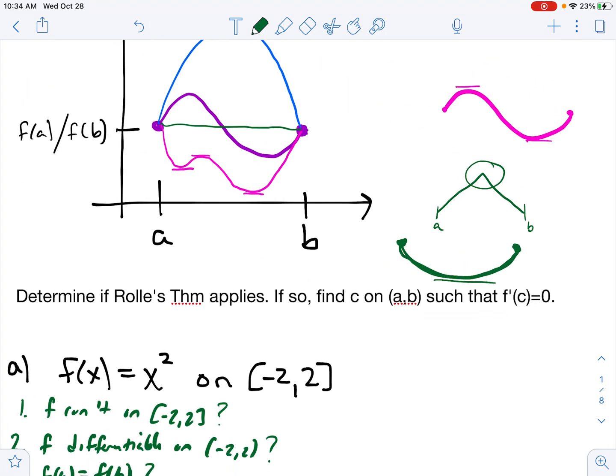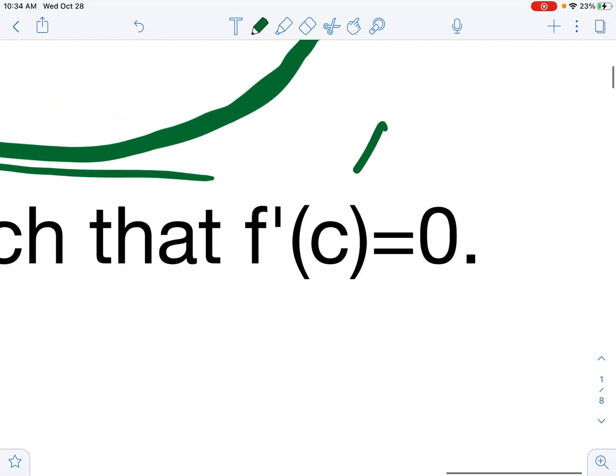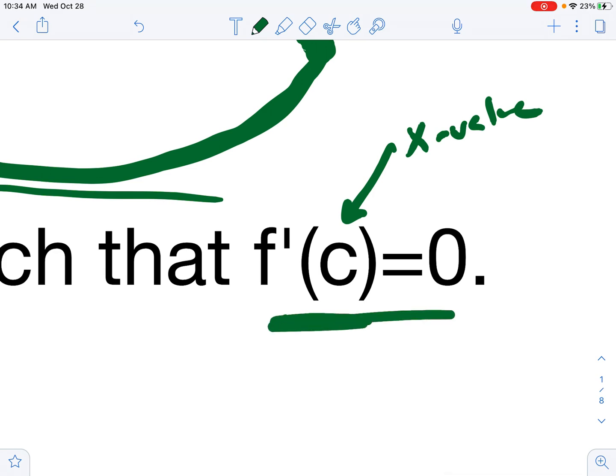Okay, and so let's take a look at a couple problems here and see how this works, and then this leads into really what I consider a bigger item, and that's the mean value theorem. But here the instructions are typically going to say something along the lines of determine if Rolle's theorem applies. If so, find the value C on the interval a, b such that f prime of C equals 0. So it's saying, if you see that letter in the parentheses, that's going to represent an x value. Find the x value that we're calling C such that the derivative at C equals 0. All right, so let's see how this is done.